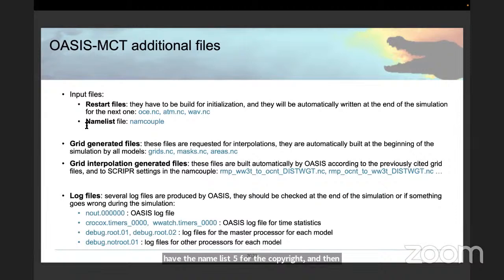Once you have run your coupled simulation, you will have some generated files. So you have some grid files that are automatically generated by OASIS and that gather all the grid settings that it needs to perform interpolation. You have grid interpolation files. So it's the weights of interpolation that OASIS has computed. So it's generated automatically too. And then you have some log files. There are several log files, and it's quite important to spot them because when you have an issue in coupling, you will need to look at these files.